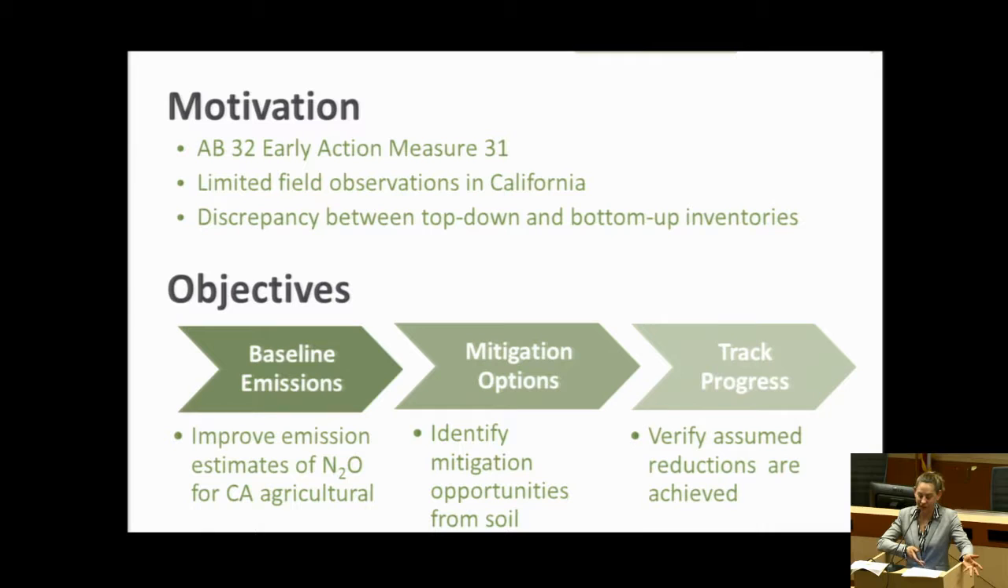This gap is likely from natural sources, but we need to ensure that anthropogenic sources are accurately identified in the California inventory. And then the objectives of the research program are to improve the emission estimates of N2O for California agriculture, to identify mitigation options to reduce emissions from soils, and also to track progress and verify the assumed reductions over time.